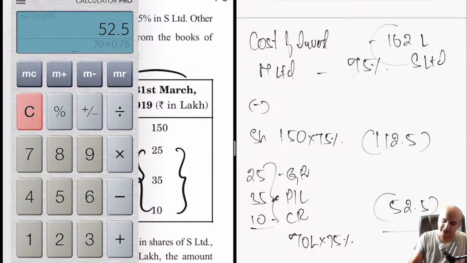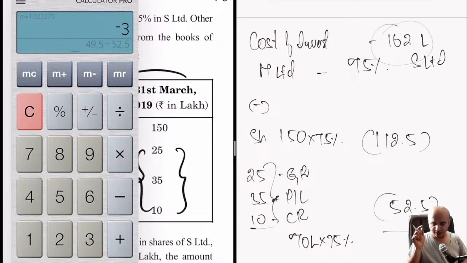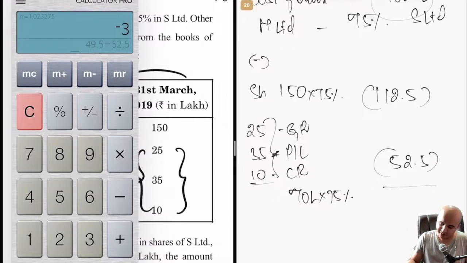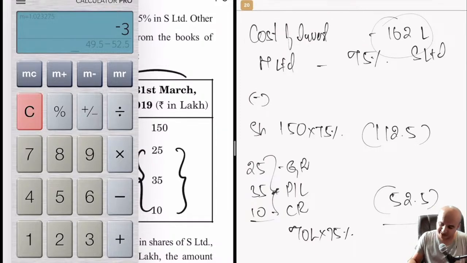So that means by investing 162 lakhs, we are getting 112.5 lakhs by way of share capital itself and other advantage in the form of 52.5. So let me just subtract that: 162 minus 112.5 minus 52.5, which results in 3 lakhs. So the benefit has far exceeded the amount which we have invested.